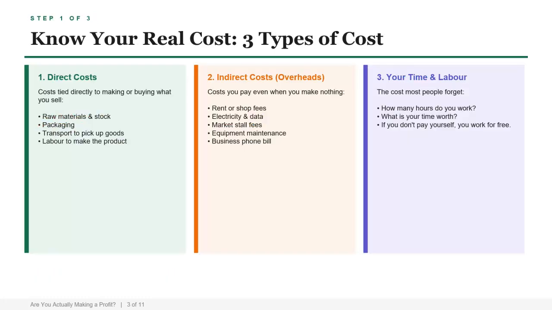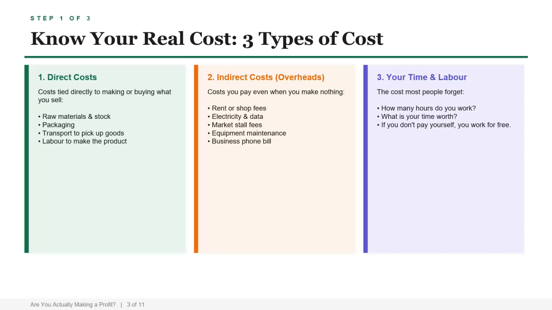So there are at least three costs that you should account for in your business. Your cost is not just the price you paid to buy or make something. There are three types of cost every business owner must understand. Now, if you're a solopreneur or a micro business owner, there are three costs that you must pay attention to. The first is the direct cost.